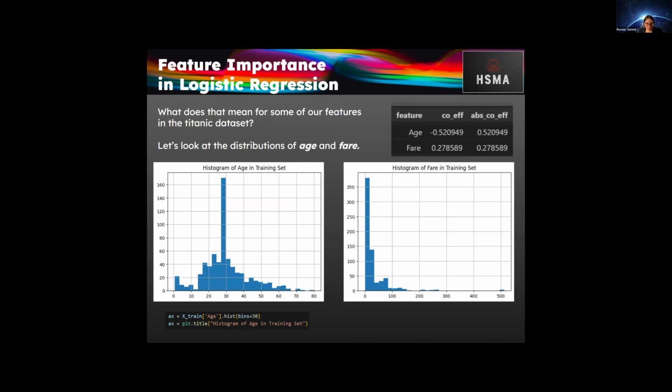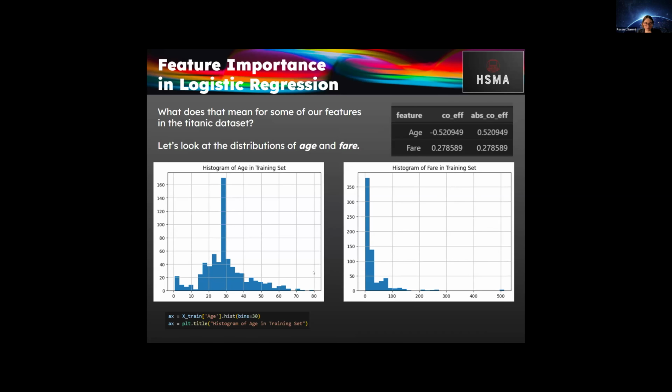Now, looking at age and fare in our data set. We've got a histogram of the age in the training set, and a histogram of fare in our training set. You can see these aren't perfectly normally distributed. Fare in particular is quite skewed off to one side. The histogram of age is a little bit more centered, but still not a perfect situation.